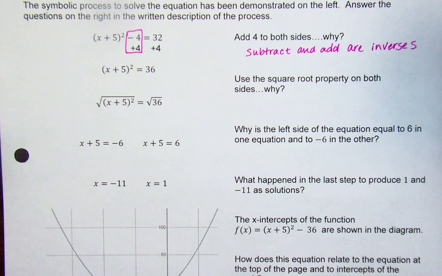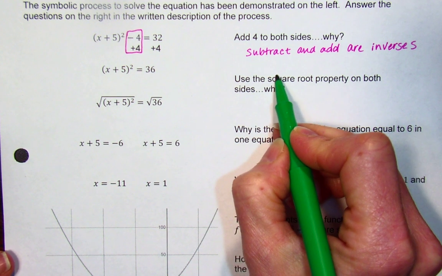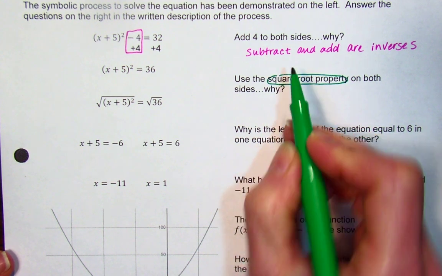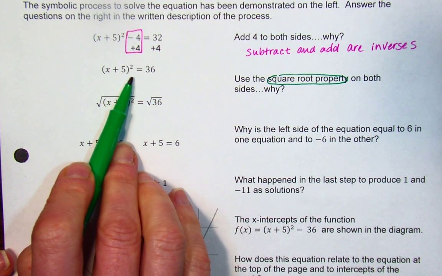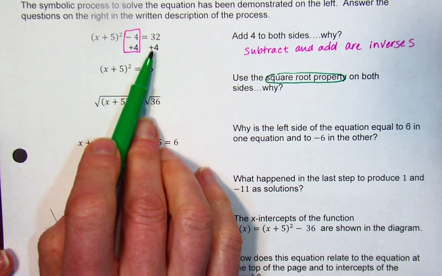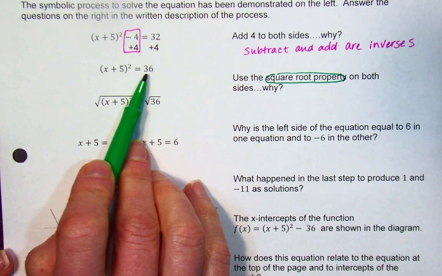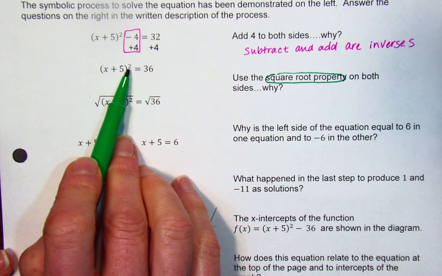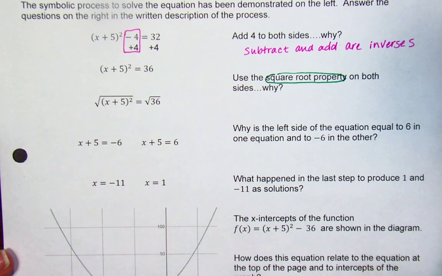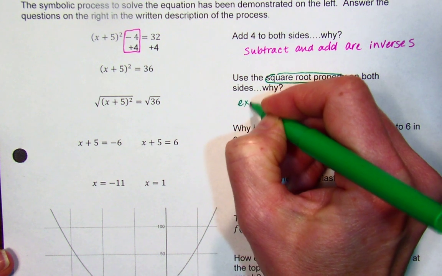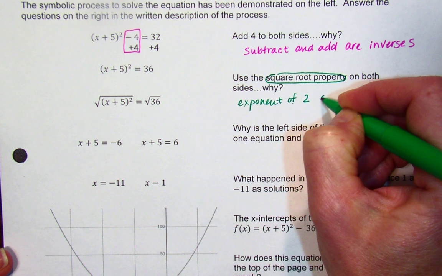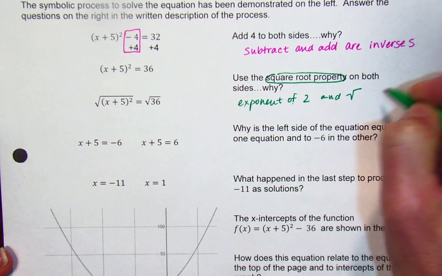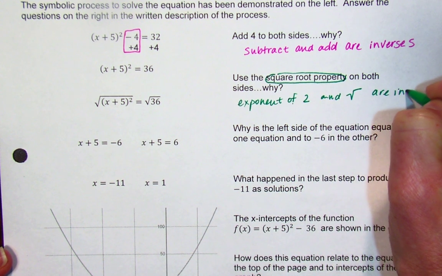The next thing I need to do is use the square root property. So -4 and 4 are inverses. There's no more 4's here. 32 plus 4 is 36. Now I need to do something about this exponent. And the exponent of 2 and the square root are inverses.